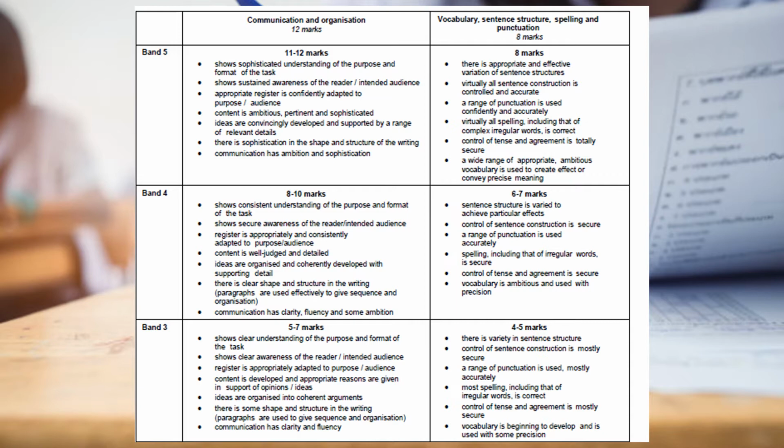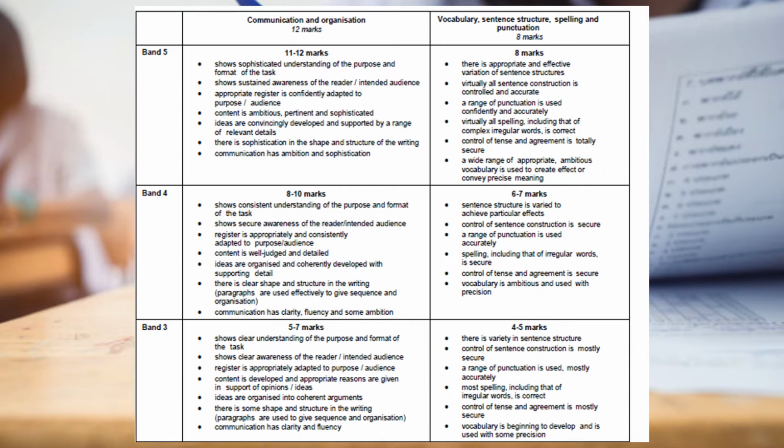To get a grade 5, you need clear understanding of the purpose and format of the task. And we're looking at speeches today, so it must begin and end like a speech. It must show clear awareness of the reader or audience, so you must link to the target audience you're being given and show that you're writing directly to them rather than just a group of people in general.